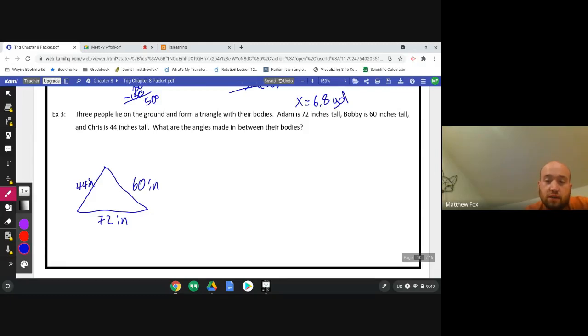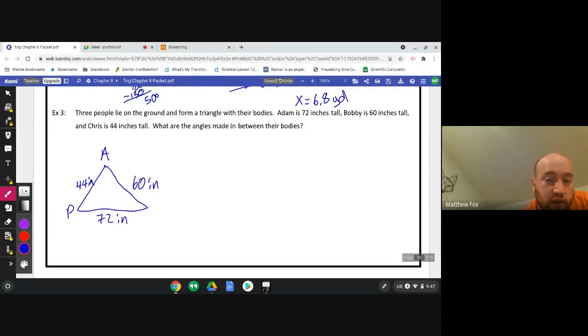Okay, so now, what are the angles made in between their bodies? So, first off, if Adam's 72 inches, that's over here, so I'm going to put angle A across from him, opposite of him. Bobby's 60, so angle B will be opposite of that, and Chadder's 44, so angle C is opposite of that. Okay, now, we need to find these angles.